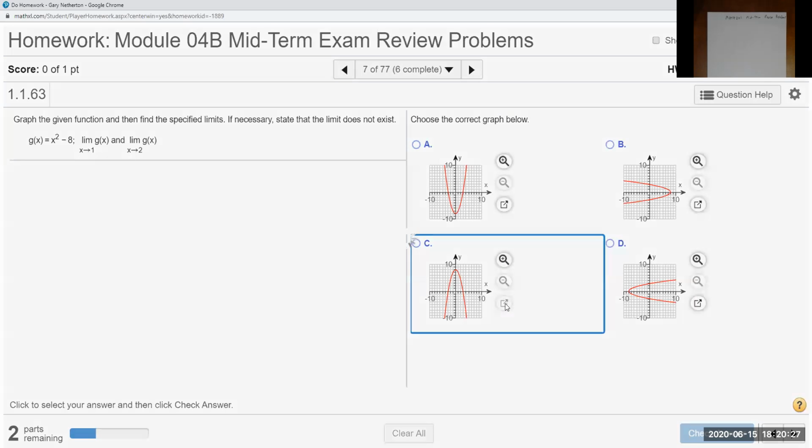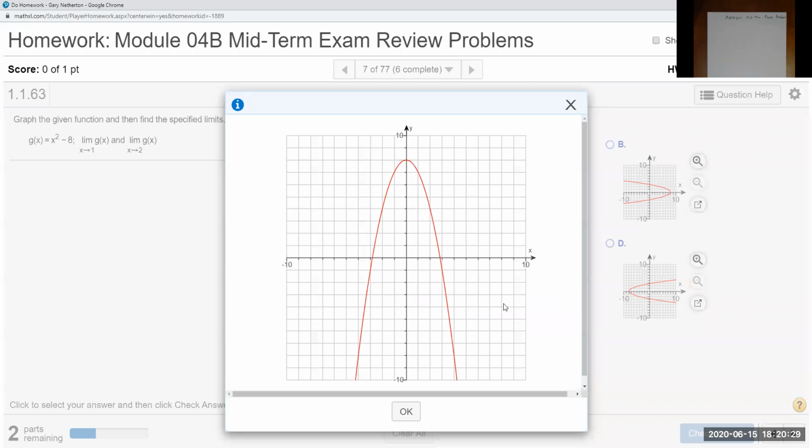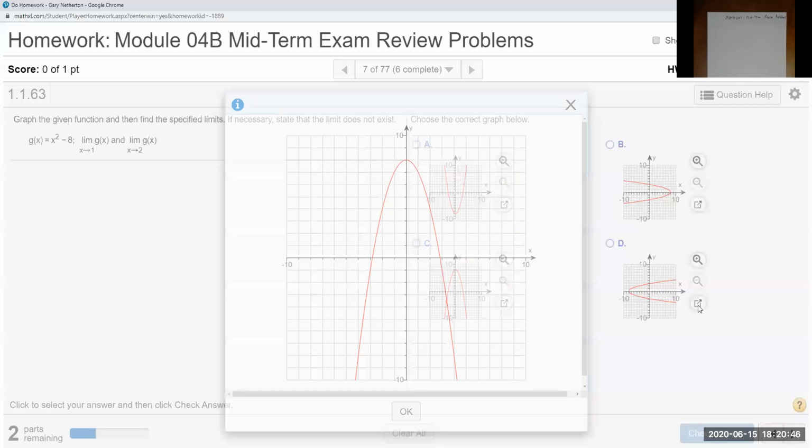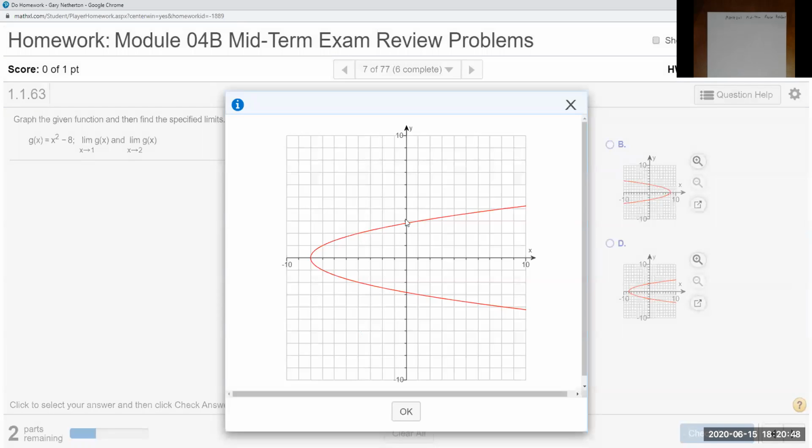Here's C. So once again, based upon the function, when x is 0, the function should be -8. But for this graph, when x is 0, what's the function? The function is +8. Once again, this cannot be the graph of the function. And finally, if I go to D, once again, you have one of these where when x is 0, you actually have 2 values for the function. This cannot be the correct answer.